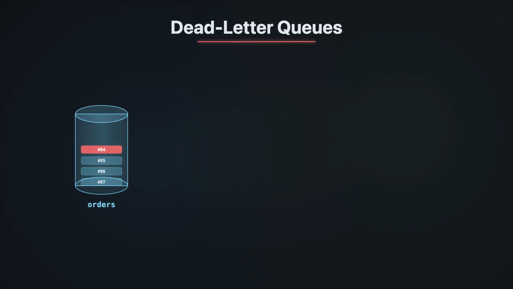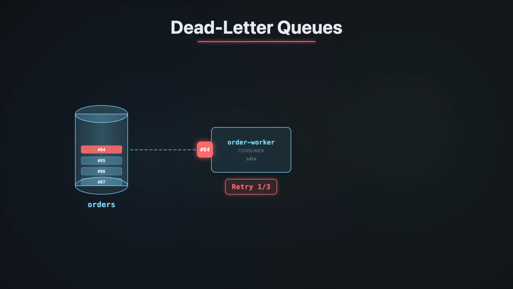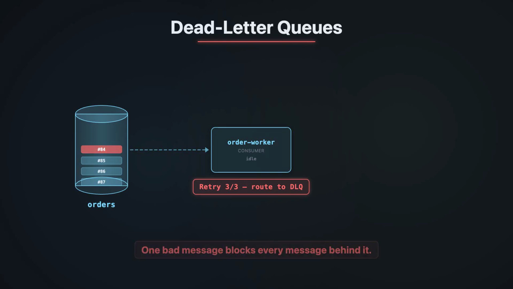Redelivery sounds great, until one message is simply broken. Imagine message 84 references an order whose customer record got corrupted. Every consumer that picks it up throws an exception. The broker redelivers. Another consumer picks it up. Same exception. Without a safety valve, you've built a perfect poison pill. One bad message blocks every message behind it forever.